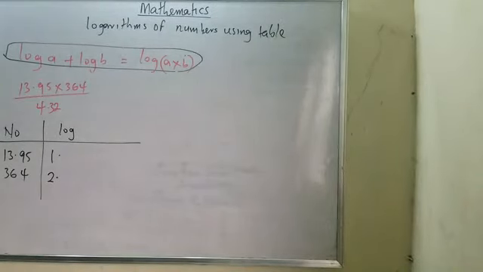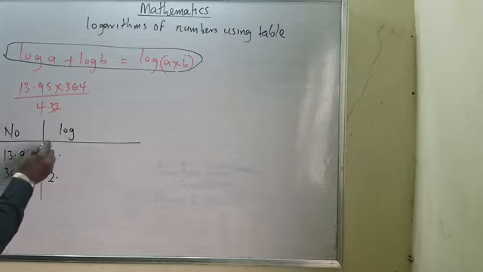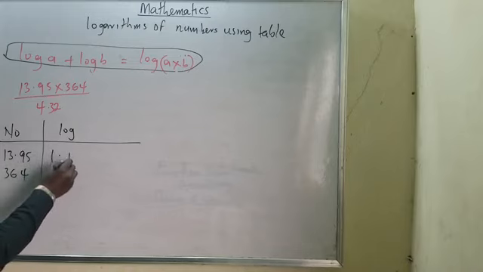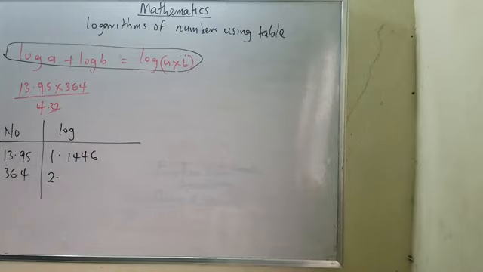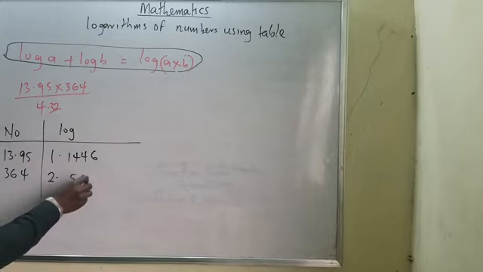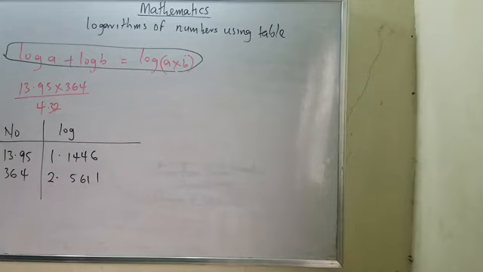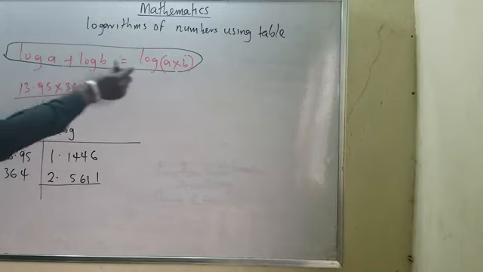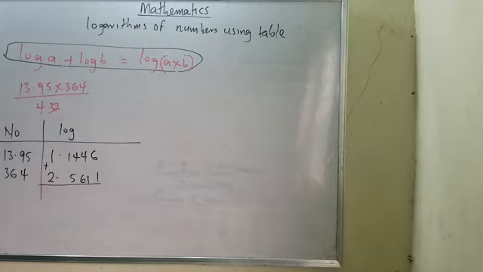Please don't forget that. Now, what is needed? By that, from the table, I have the number called 446, and also I have the number 5611. Now, I will add these up, because this is equal to this. It means I'll be adding them up here now.